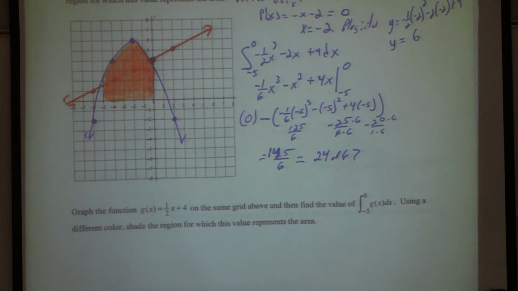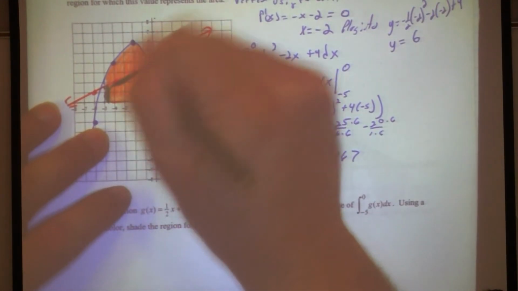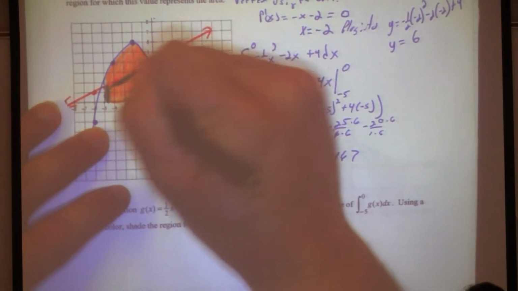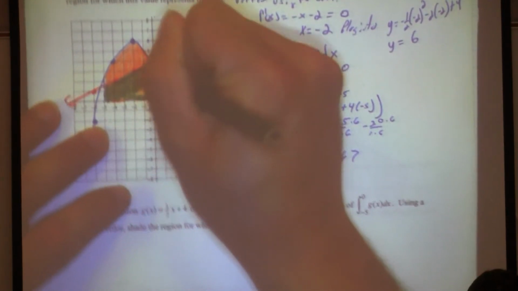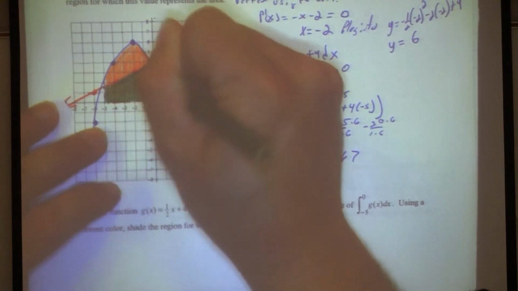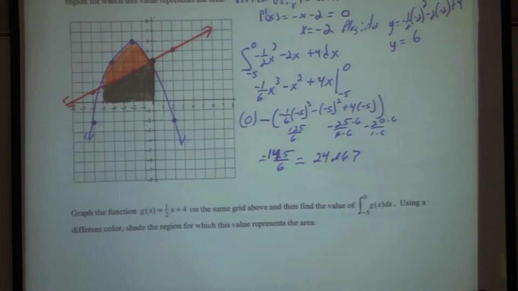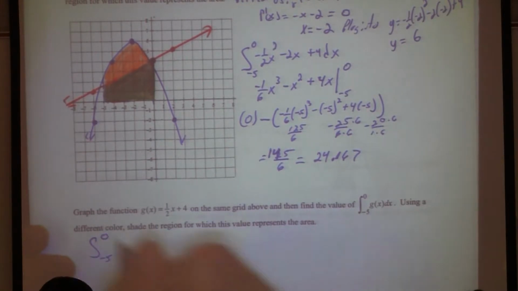That's gonna be where? From -5 to 0, that should be this space right here, right? It forms a shape. With this one, it does form a shape that we can find the area of using geometry, but we're actually gonna use the integral to figure it out. So let's do that one. That one's gonna be the integral from -5 to 0 of 1/2 x plus 4 dx.